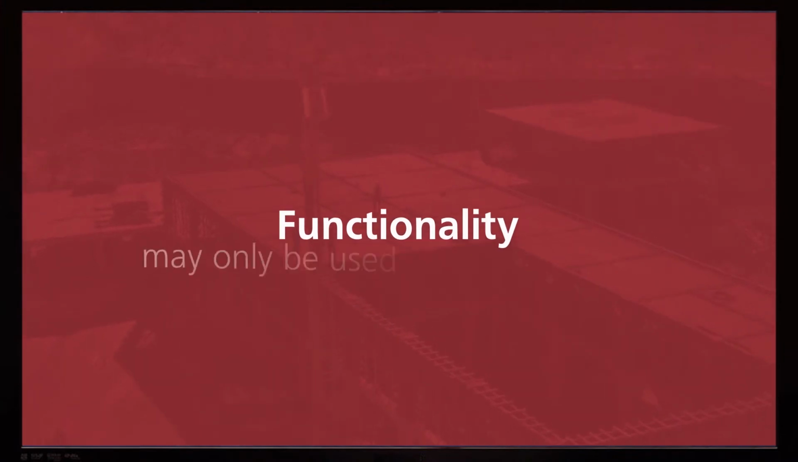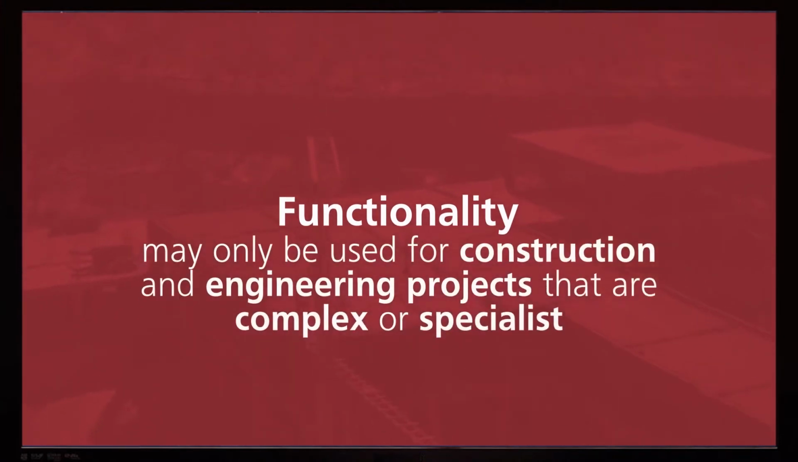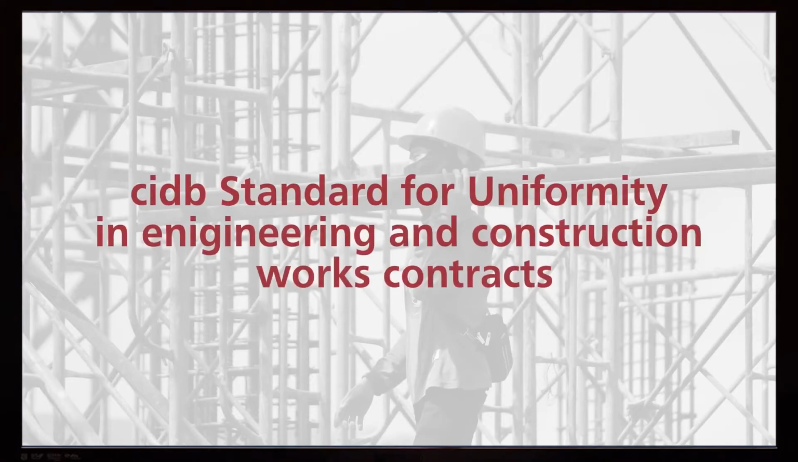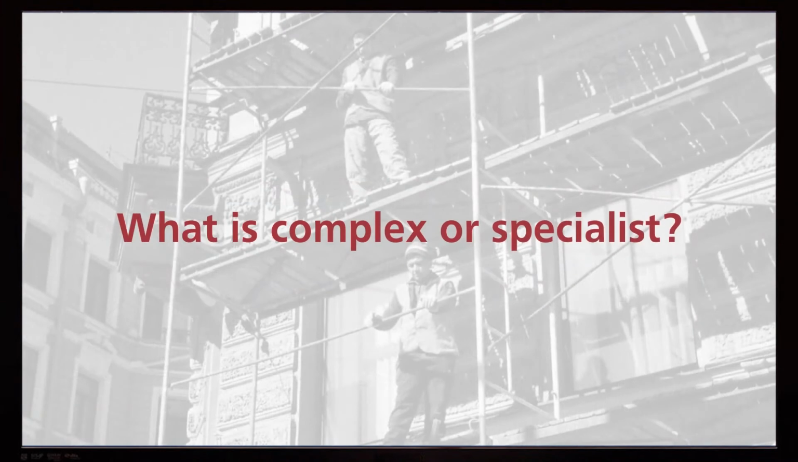Functionality may only be used for construction and engineering projects that are either complex or are specialist in nature. It cannot be used in simple, straightforward, or routine projects. The CIDB standard for uniformity in engineering and construction works contracts explains what is complex or specialist.